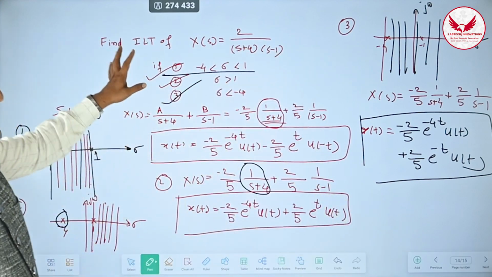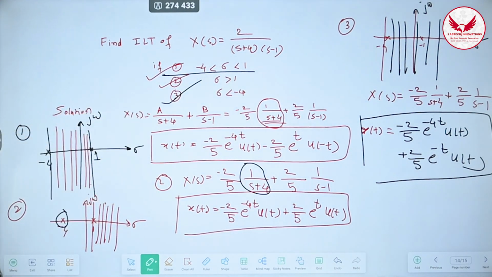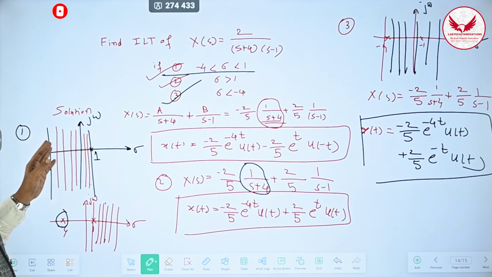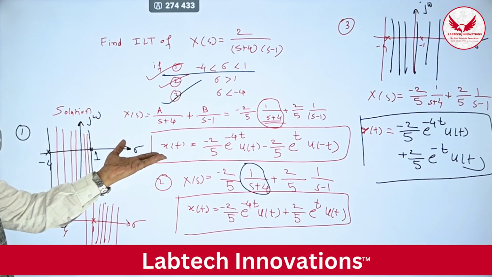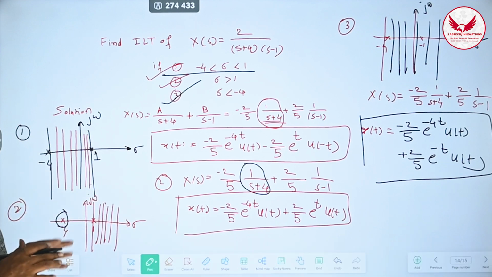If they ask you to find the bilateral inverse Laplace transform for a different ROC, just check whether the ROC is to the right-hand side or the left-hand side of the pole. If the ROC is to the right-hand side of the pole, the signal is causal. If the ROC is to the left-hand side of the pole, the signal is non-causal, which will consist of the term u of minus t. For the causal case, the signal will consist of u of t.